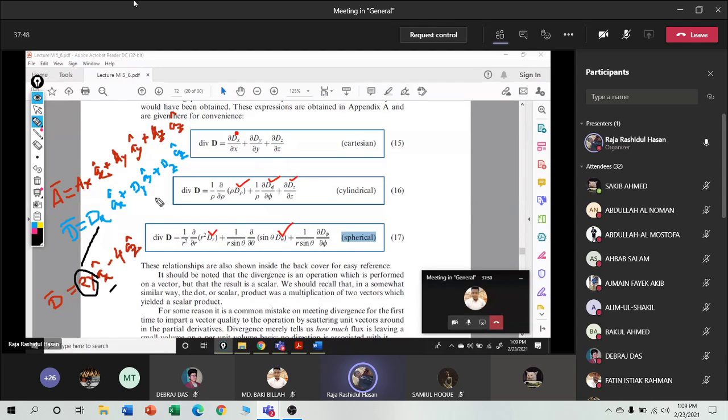Then what is the dy? 0 sir, in this equation there is no dy, that is 0. And is there any dz? -4. Minus.